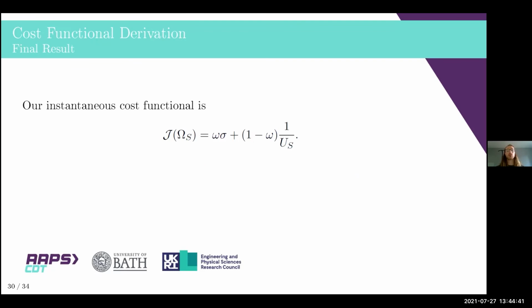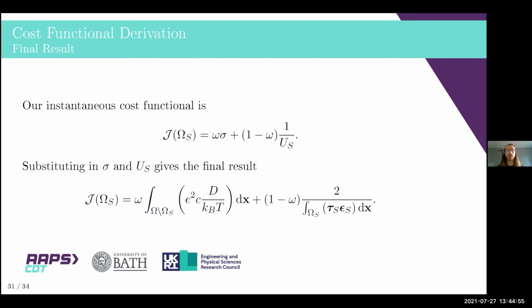So going back to putting this all together, our instantaneous cost functional, if we recall, was a linear combination of ionic conductivity and stiffness. We now have these terms here, and we can substitute these in to get our explicit expression for the cost functional. And the reason it's instantaneous is that so far there's no dependence on time in here. I almost put something in this week, but then I had to think about what I actually mean by time in this situation, and that's something that I'm going to think about afterwards, not in this presentation.